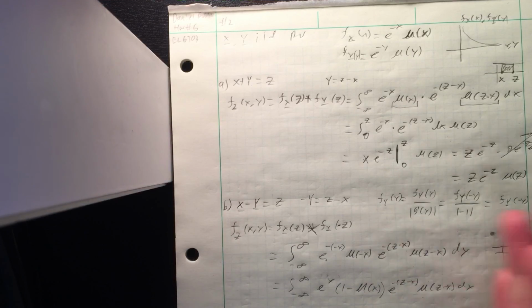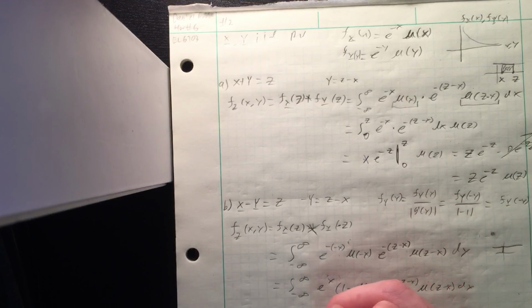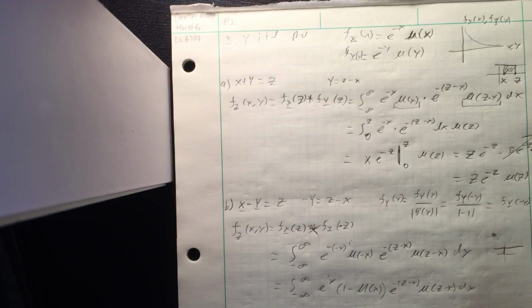So we kind of have two different before and after areas of 0. So we'll pull out the e to the negative z from both of these, and start doing our integration.